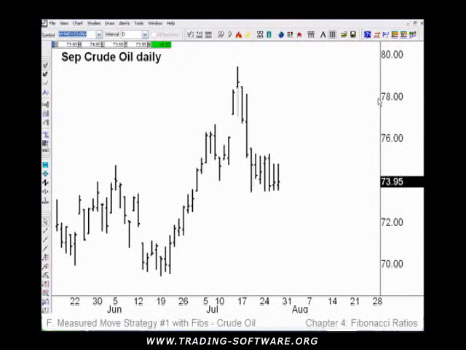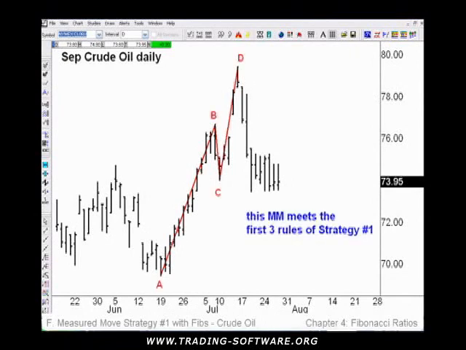Let's take a look at the September crude oil daily chart. Here we're going to demonstrate how strategy number one may fail if you rely only on Fibonacci ratios. Okay, here's that first measured move, ABCD. So far, this measured move meets the first three rules of strategy number one. A is lower than previous lows. BC retracement is shallow, less than 50%, and the CD move is smaller than the AB move.